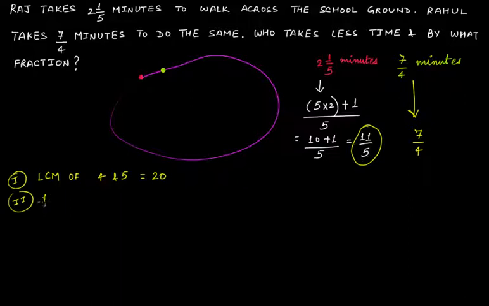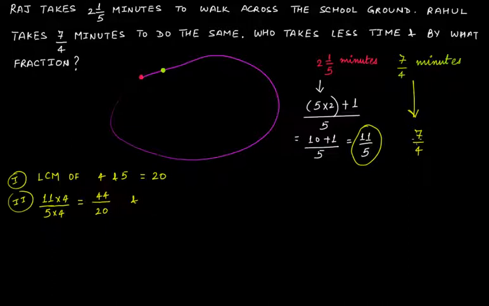So we have to convert 11/5 into its respective equivalent fraction in a way that the denominator comes to 20. So by what number should we multiply the denominator, that is 5, so that the denominator of the equivalent fraction becomes 20? By 4. 5 times 4 is 20. Now since we have multiplied the denominator by 4, we'll also multiply the numerator with 4. So 11 times 4 is 44, and that's the way we find the equivalent fraction.